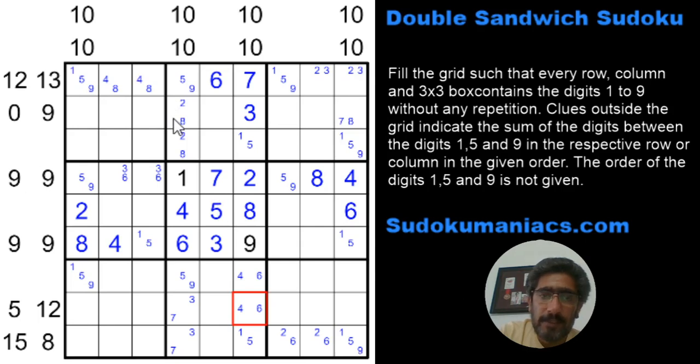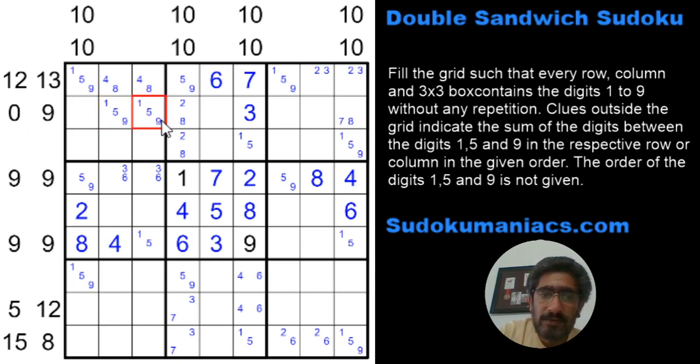Now comes the tricky part. We have a 0 here. Now here we see that 1, 5, 9 forms a triplet in this, so this cannot be a 1, 5 and 9. Which basically means for the first bit of the sandwich, 2 out of the 1, 5 and 9 will be together. And then after that, either 2 or 3 digits will form the sum of 9. So the two places where 1, 5 and 9 can come beside each other is only these two places. So let me pencil mark this 1, 5, 9. So we have taken care of this 0.